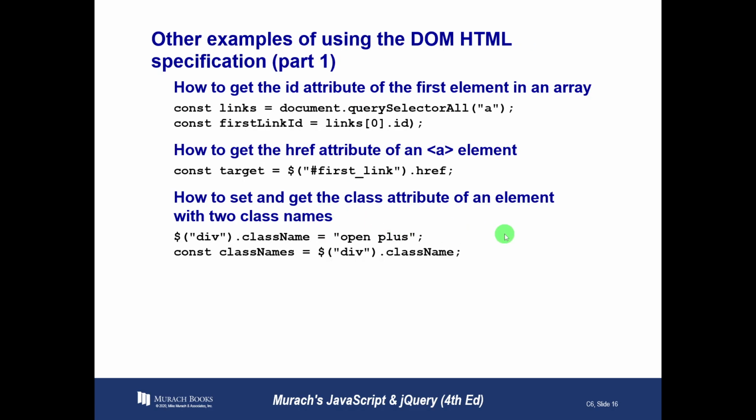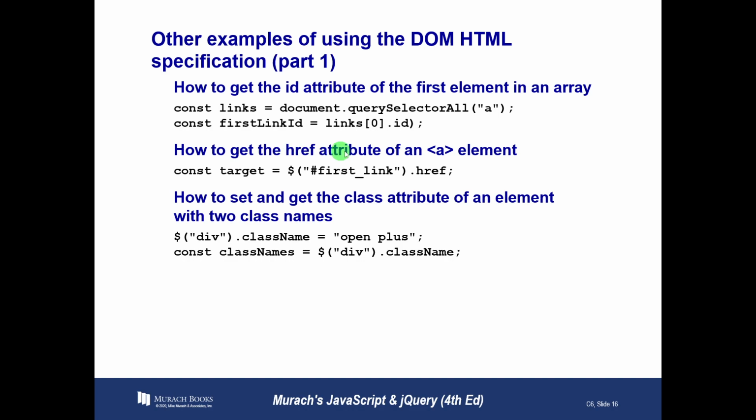Here's some other examples of using the DOM HTML specification. We can do a document query selector all to get all the anchor tags and store it in a constant called links. So that's going to be an array with all the A elements in it. If we want to get the first link out, since this is an array, we can just get item 0, get its ID, and store it as the first link ID. So we can access its ID property for that link.